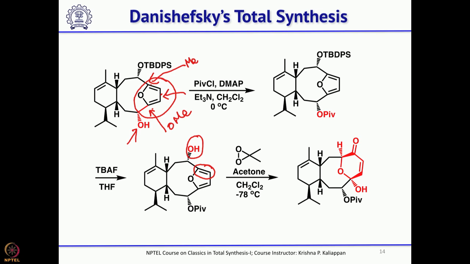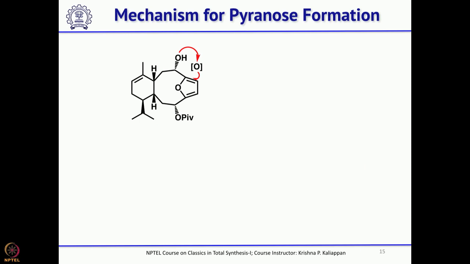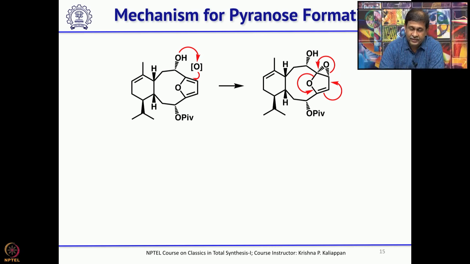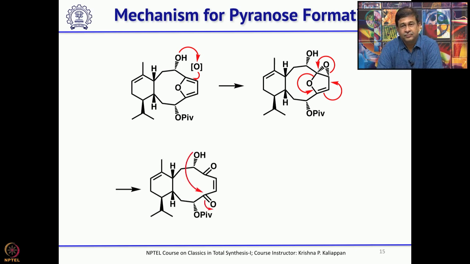How does it happen? It's very simple, it's well known in the literature. So first, as I said, it forms the epoxide of the double bond which is close to the hydroxyl group. It's like allylic alcohol epoxidation. Once it is formed, then you can see the arrows, the opening of this 5-membered ring gives rise to this ene-dione. It is basically nothing but, if you have a 1,4-diketone, on treatment with acid you will get furan. Okay, 1,4-diketone, if you treat with acid, you will get furan.